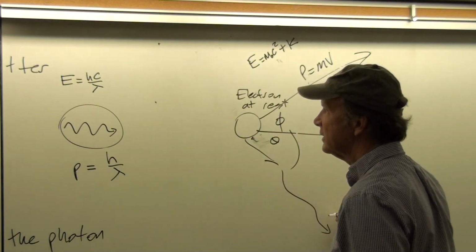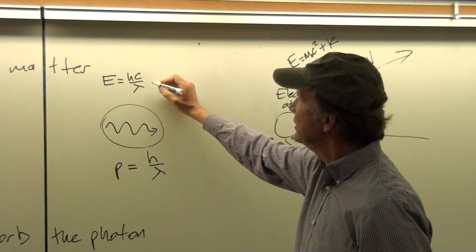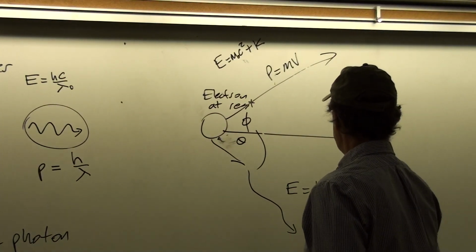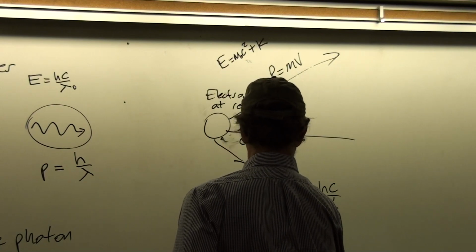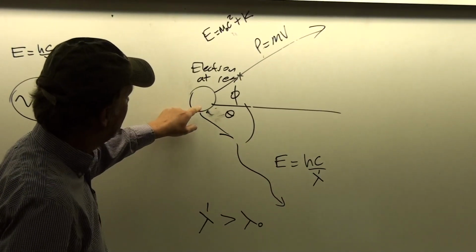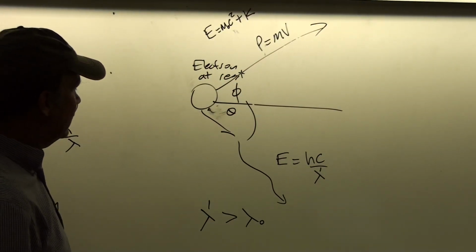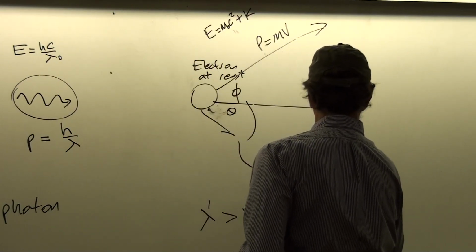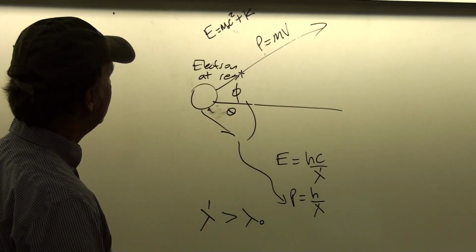So the only way that the photon can lose energy, you can see here from hc over lambda, is to increase the wavelength. We can call the original wavelength lambda naught, and then the new energy is going to be hc over lambda prime, where lambda prime is the new longer wavelength, lambda prime greater than lambda naught. And so that's where the energy has gone. It's gone into giving the electron some kinetic energy. So that's the new energy of the photon, and the new momentum is going to be h over lambda prime.